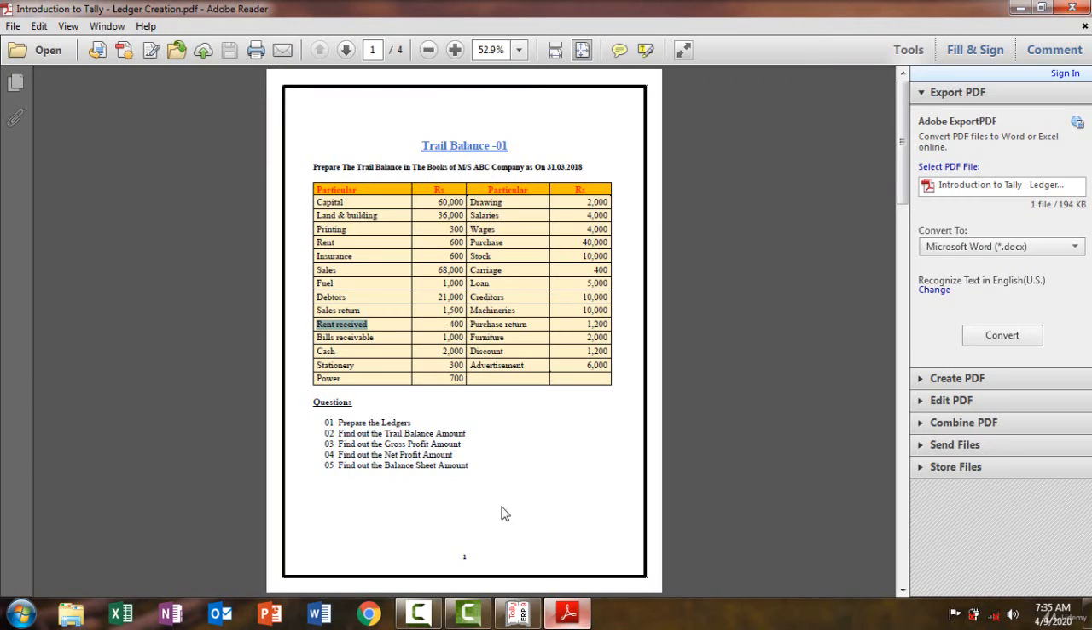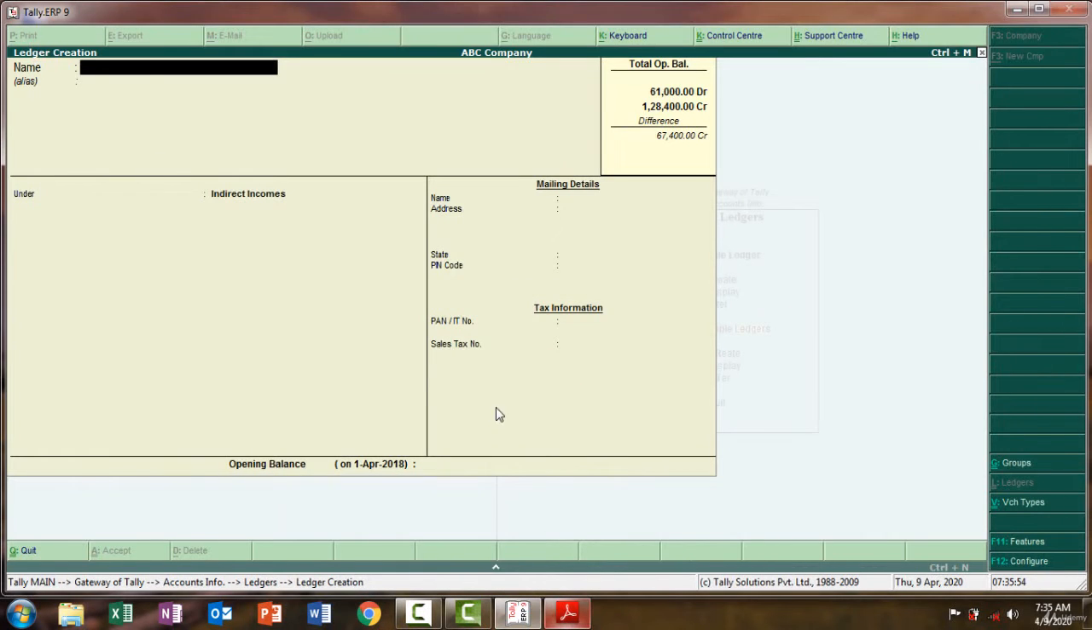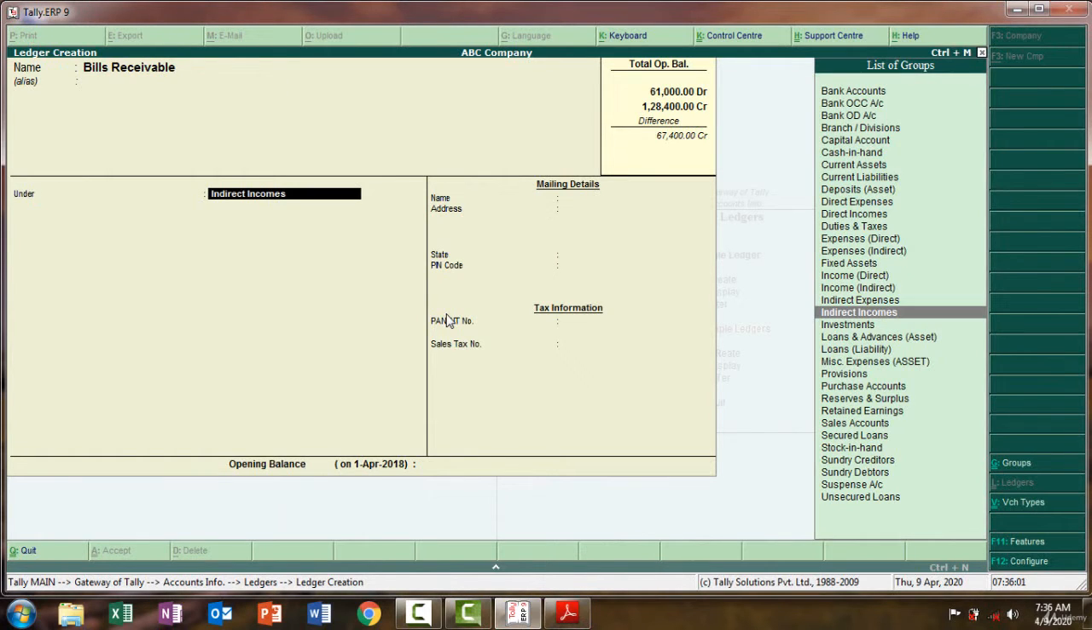The next one is bills receivable. It is one of the assets, bills receivable. So I choose bills receivable. It's a current asset, so I choose Current Assets.